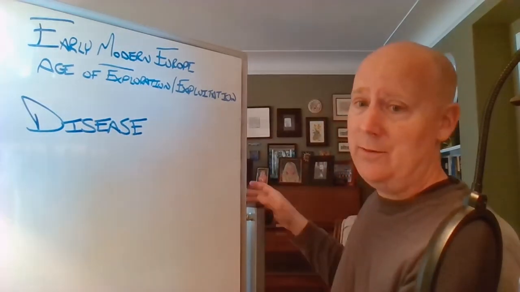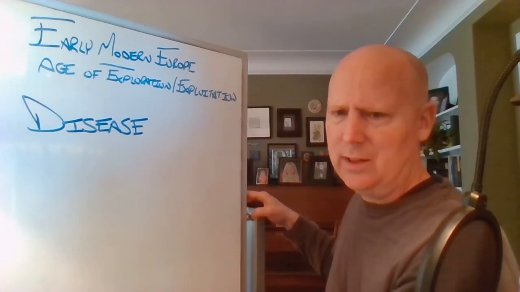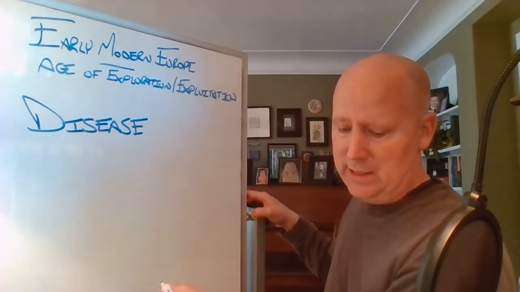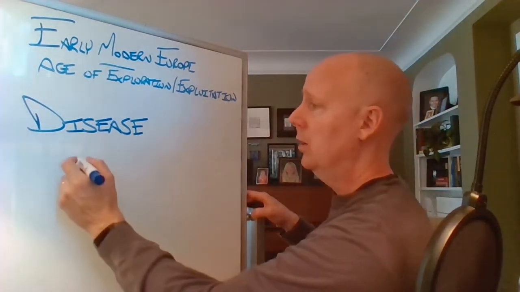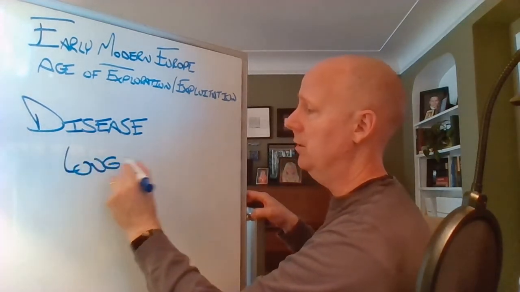And there are very few things. I'm going to run through this list fairly quickly, all right, for disease transmission. Really important, though. First one is long distance trade and travel.